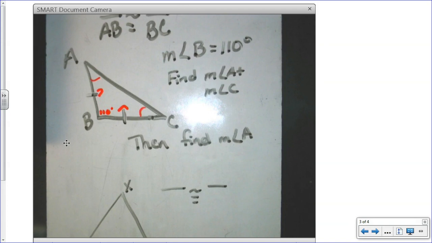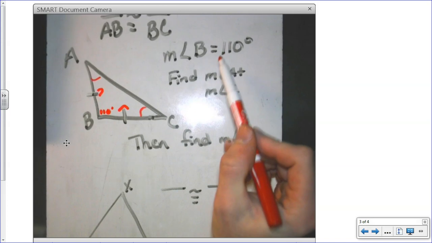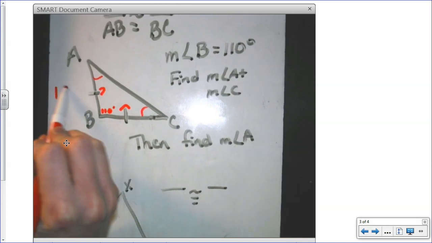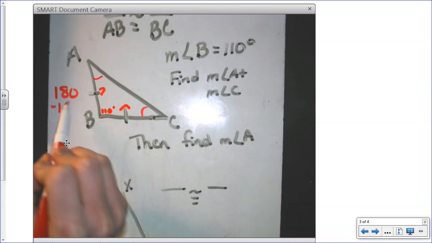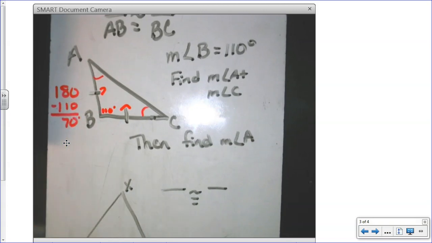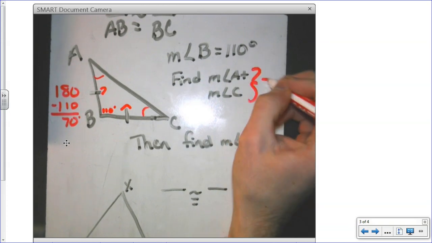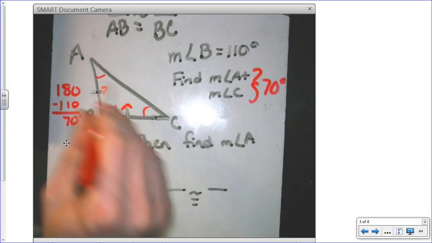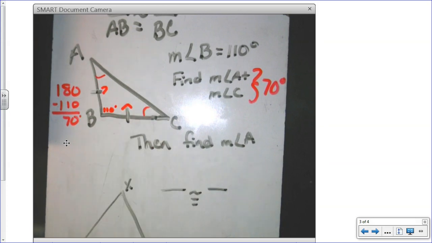And now we have the ultimate uh-oh moment, because we can find the measure of angle A and C together. If we do this problem, 180 minus 110, that gives me 70 degrees left in this triangle to play with. So that's what angle A and angle C together add up to.